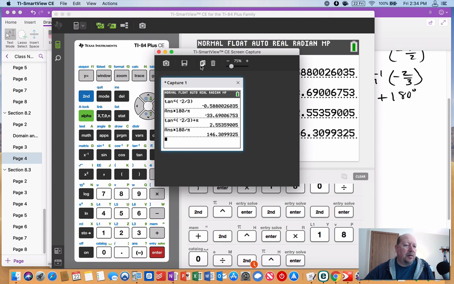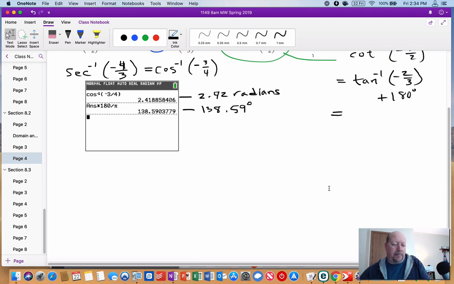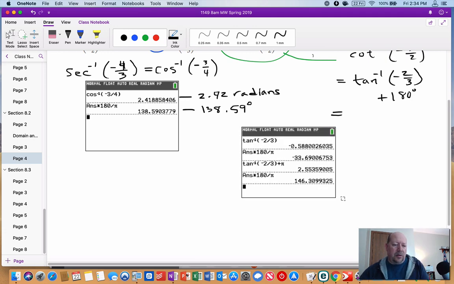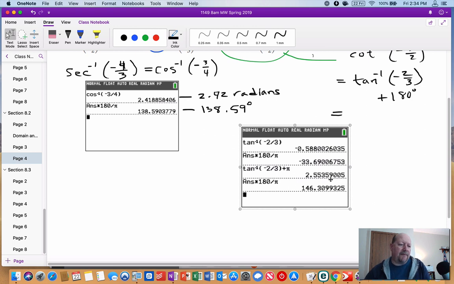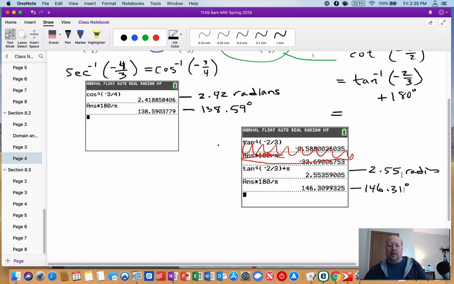All right. So what we'll do here is, these are not what I'm looking for here. It's these right here. So this is our radian answer. It's 2.55 radians, or it's 146.31 degrees if we round it to 2 decimals. So, okay, that finishes out our section 8.2.